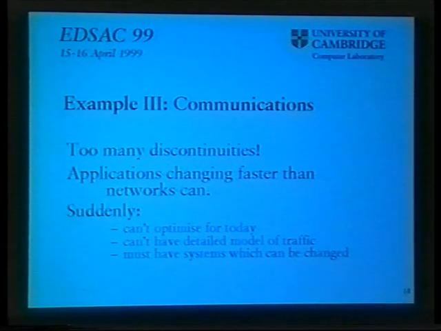All of a sudden we have networks which were built for a particular reason, or are about to be built for a particular reason, but we don't really know what the applications are going to do. So we can't optimize today. We have no model of what the traffic is going to be like, and we need to provide systems which can be changed rapidly.